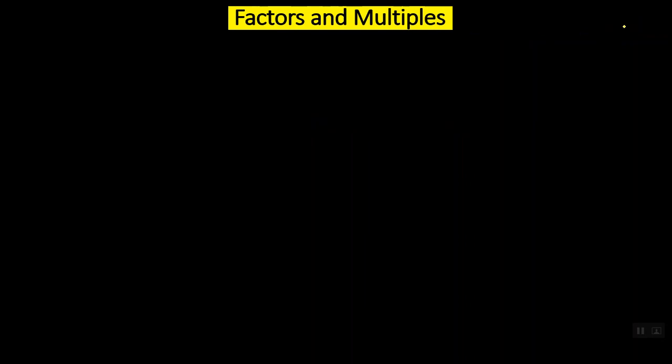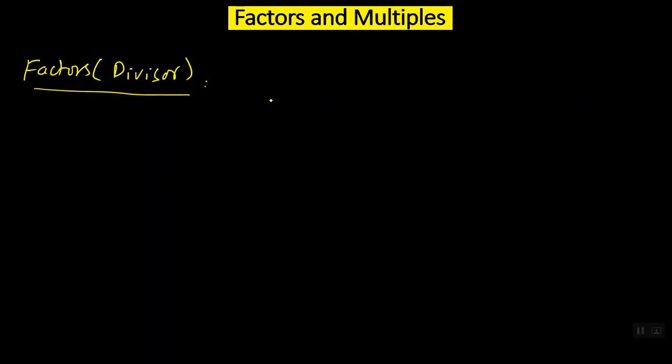Right. Let's talk about factors and multiples. So what do you mean by factors? Another word for factor is divisor. What do you mean by factors or divisors? A factor is an integer that can be divided evenly into another integer. Evenly means that there is no remainder.